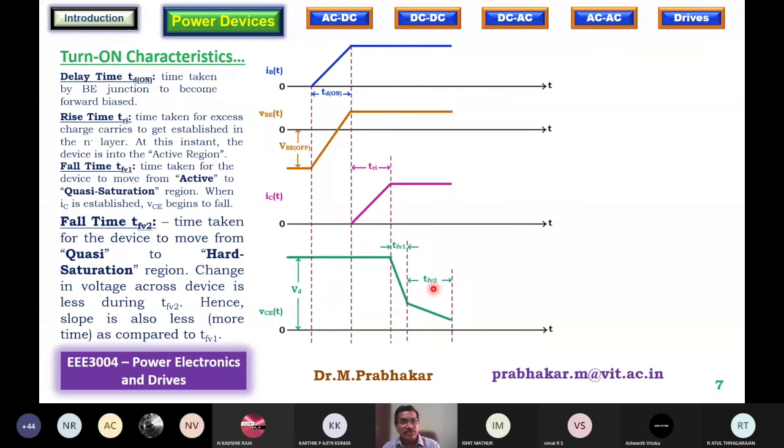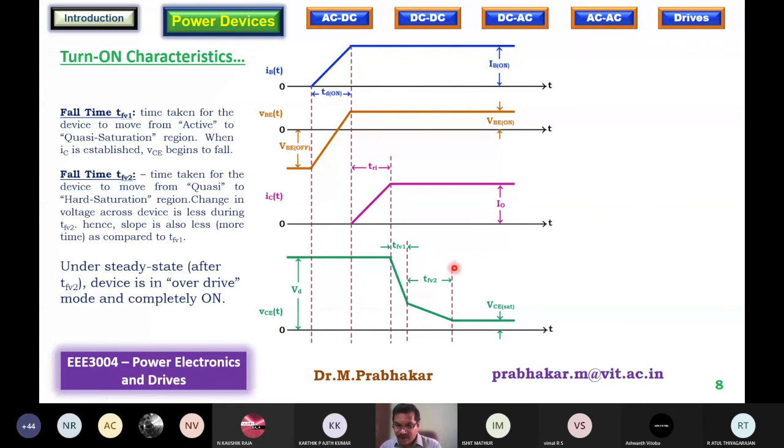The slope of voltage will be less because it is very difficult to move. Already there are charge carriers which are established. So if you want to establish even higher amounts of charge carriers, the applied potential should be more. The base current should also be further increased. For that, it takes more time. So the change in voltage is going to be less. Therefore, the slope is less, and more time is taken from quasi-saturation till hard saturation. That's all. So these are the time intervals, and the total on time will be the sum of all these.